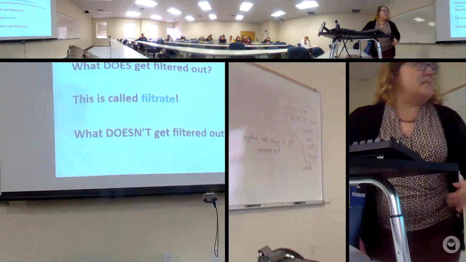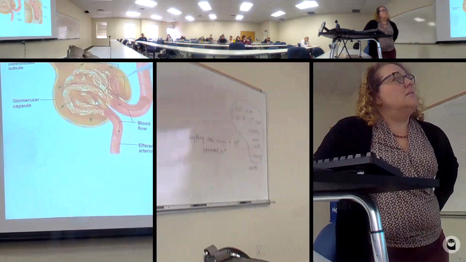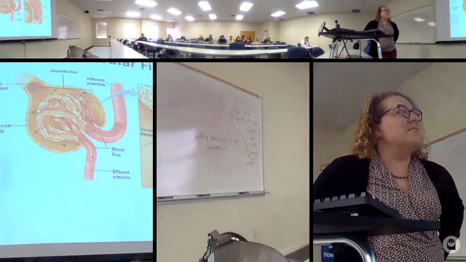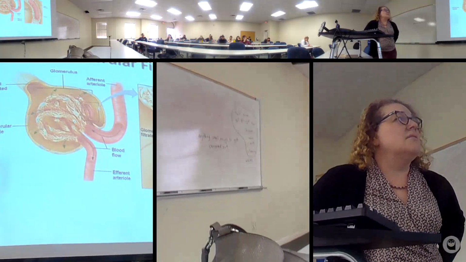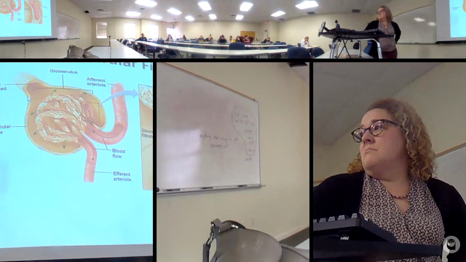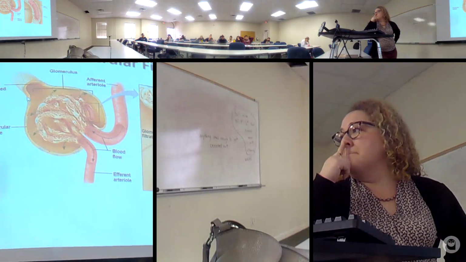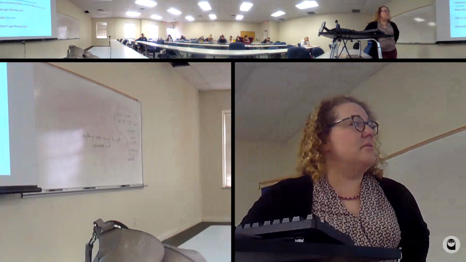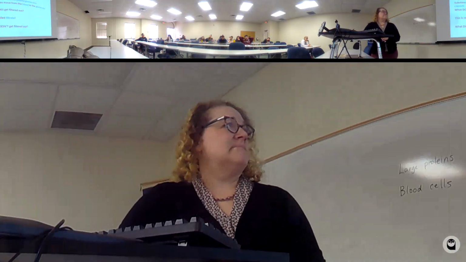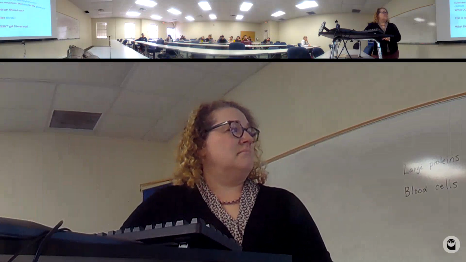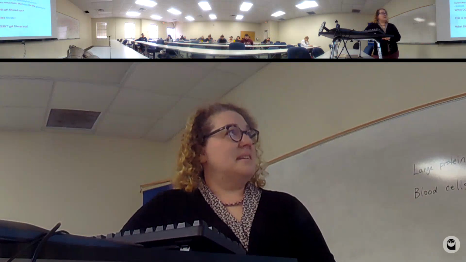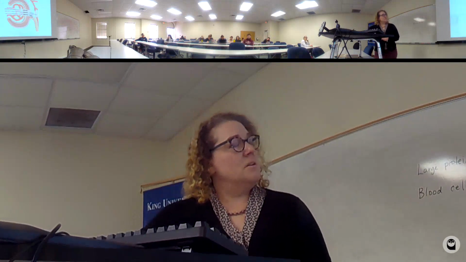So all of those things would be represented by these little green arrows here. So they're coming out of the blood and they're going into the glomerular capsule, and they are now filtrate. That's step one. Glomerular filtration. That's the start. What's going to happen next? We'll get to that.